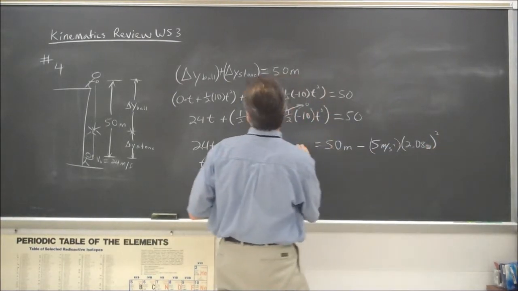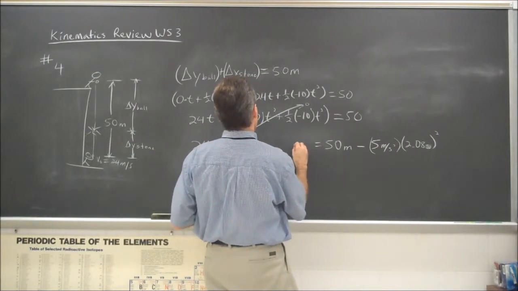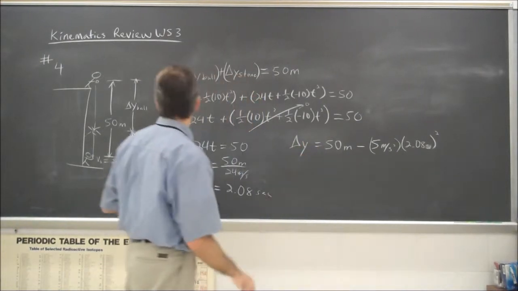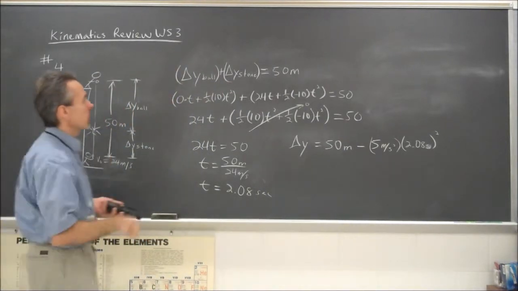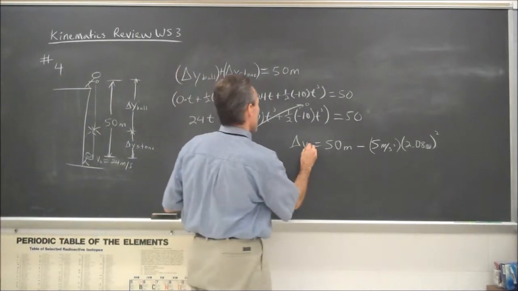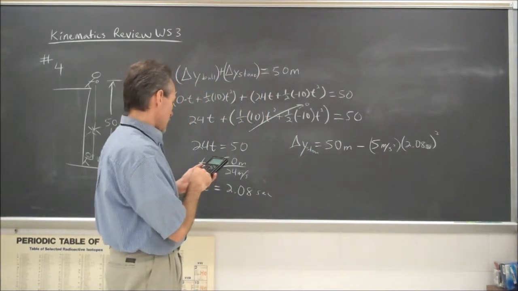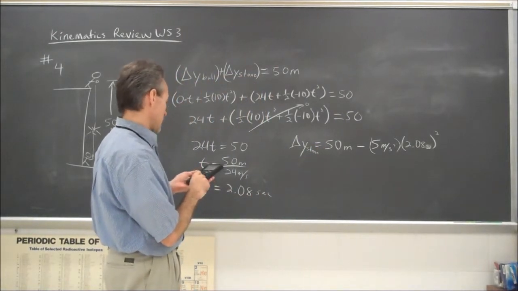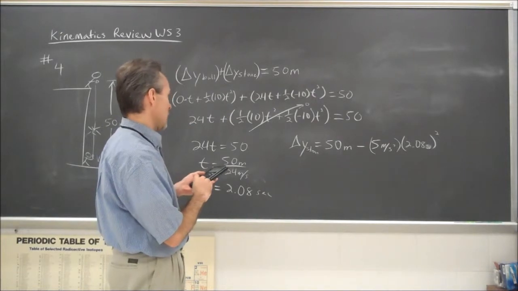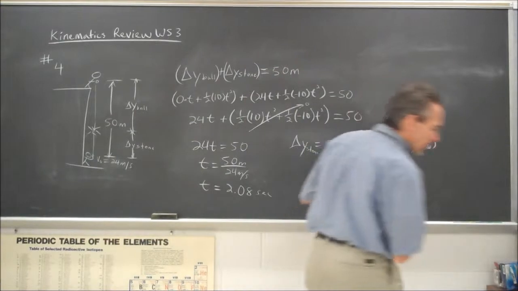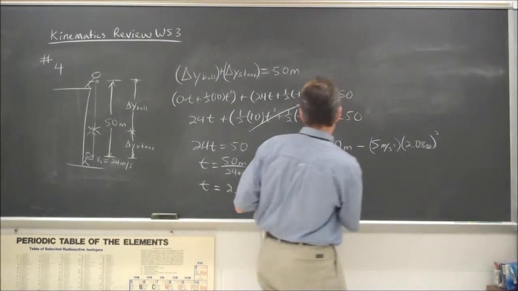And this is going to be equal to the distance, really it's the distance that the stone ends up going. So the stone, I guess. And so this is going to be 50 minus 5 times 2.08 squared. And I get an answer of 28.3.